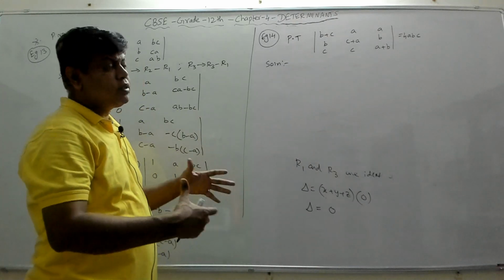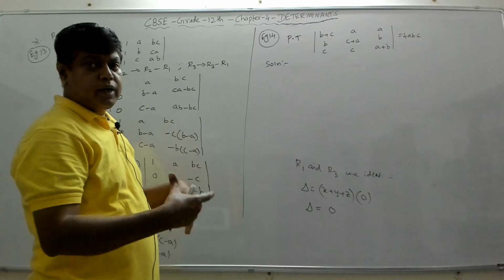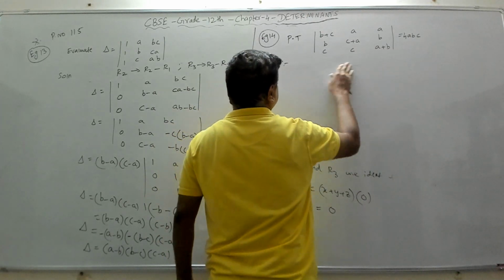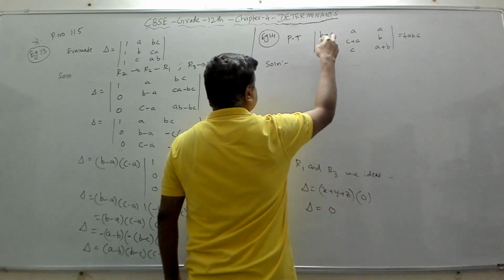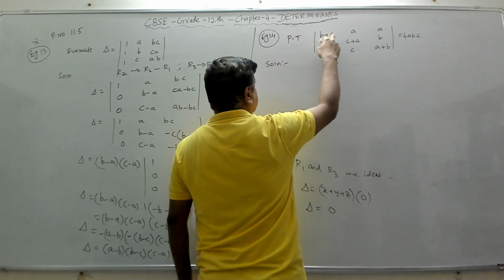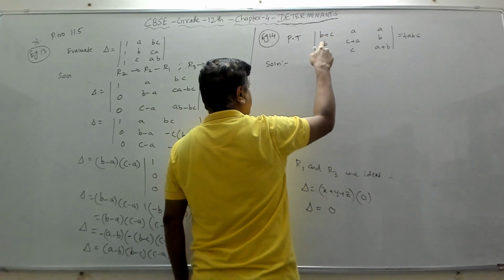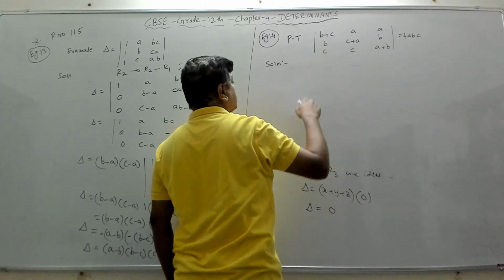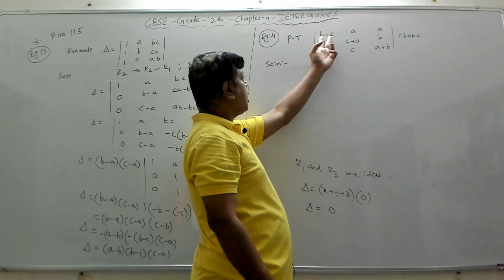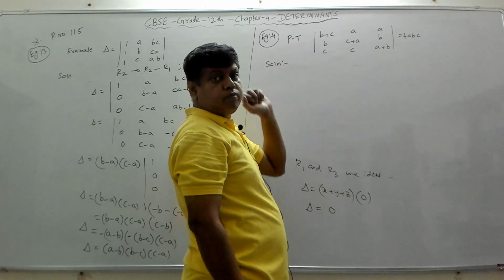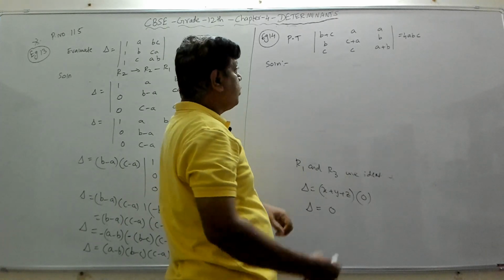However many elements we can make 0, we'll try to make them 0 using any of the row or column operations. Now if you observe here, this is B plus C, my row 1. From this B plus C, if I subtract this B and this C, then this will become 0. So if I do R1 is R1 minus R2 minus R3, then this value becomes 0. Right? So we are getting a 0.